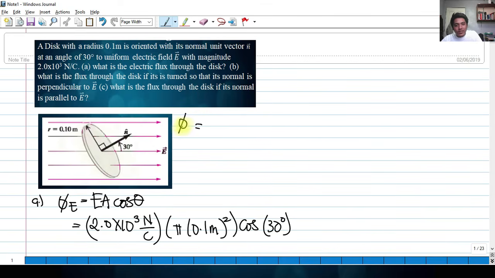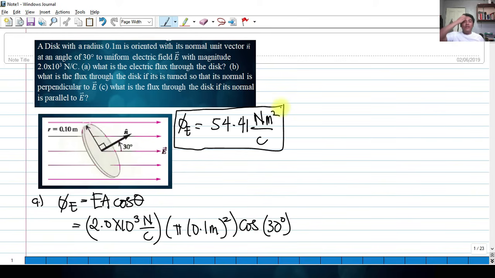So our electric flux is computed as 54.41 Newton meter squared per coulomb. Again, the unit is Newton meter squared per coulomb. So that is the flux through the disk. For letter B, it says, what is the flux through the disk if it is turned so that its normal is perpendicular to the electric field vector E?